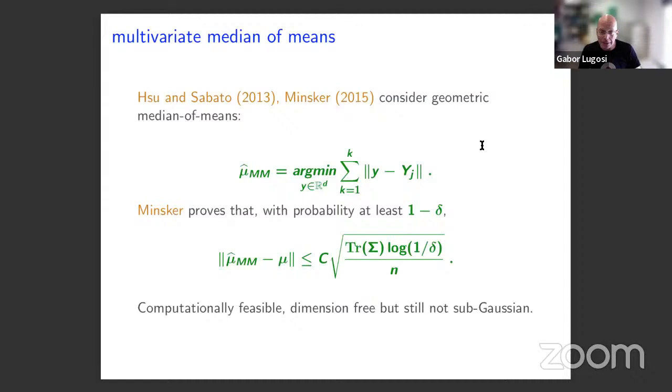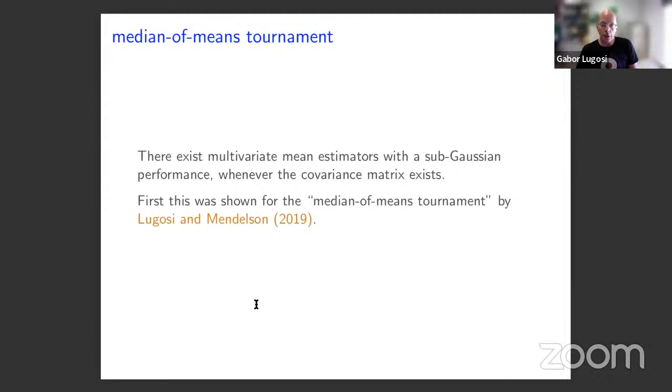Okay. Let me just say that a very nice property of this estimator is that it is computationally easy, right? Because this involves the solution of a convex optimization problem, and in fact, it can be computed in almost linear time. So this is a computationally feasible estimator, which is really an important issue. It is dimension free, but it's still not quite sub-Gaussian. So Shahar and I proved in this paper, published in 2019, that indeed there exist multivariate mean estimators that do have the sub-Gaussian performance under the only assumption that the covariance matrix exists. And we did this by an estimator that we call the median of means tournament.